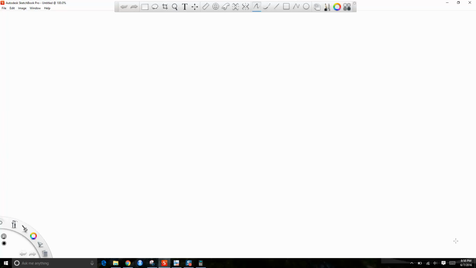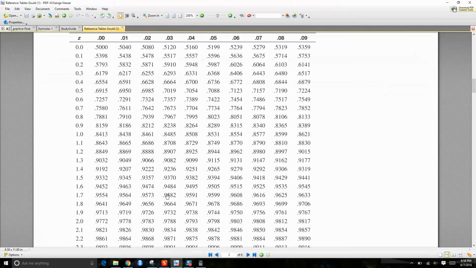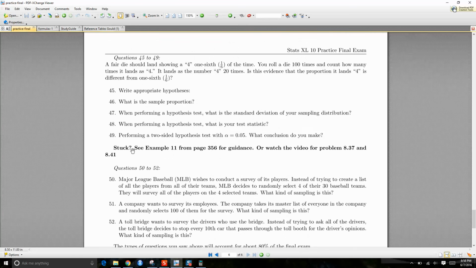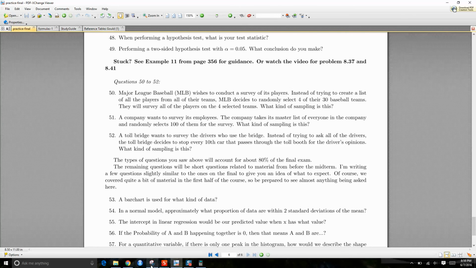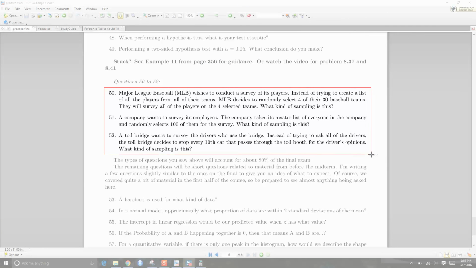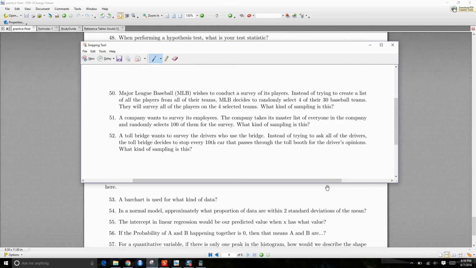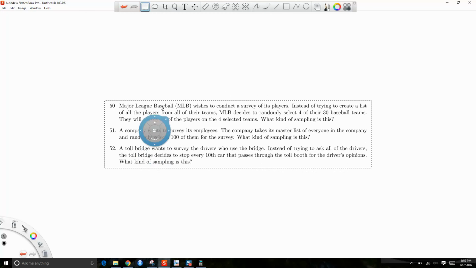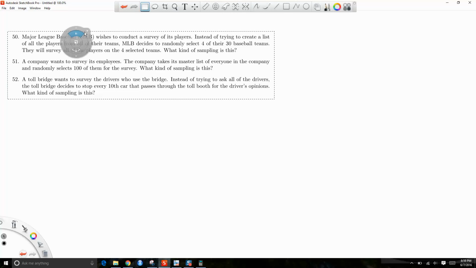Okay. All right, let's look at these sampling methods. We're almost done. Okay, so we got Major League Baseball wishes to conduct a survey of its players. Instead of trying to create a list of all the players from all their teams, they decide to randomly select 4 of their 30 baseball teams, and they're going to select players on those teams. Okay, what's this? This is cluster sampling, right?